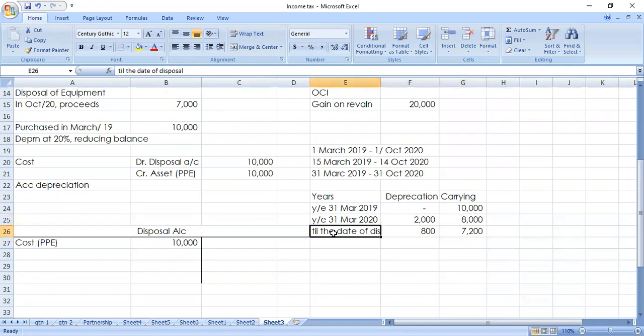Then in the year of disposal, you're going to depreciate till the month of disposal. Remember, this year ends on 31st March 2021, but the disposal happened in October 2020. So in depreciating, you count from when the year started till when the disposal happened, and when you count those, there'll be 6 months. It will be April, May, June, July, August, September. So that's where the 6 months are coming from.